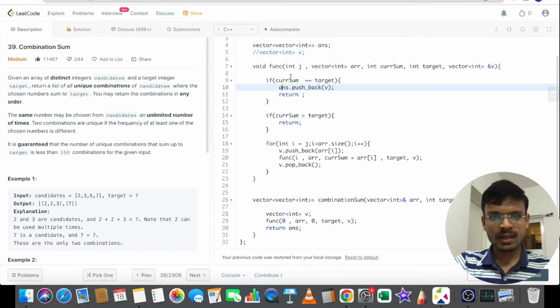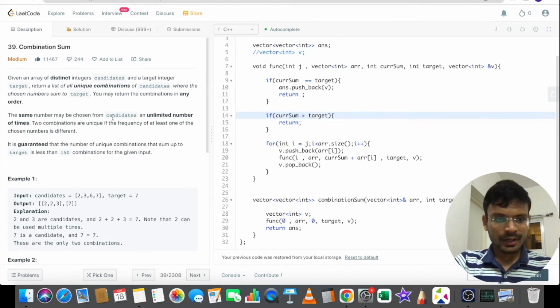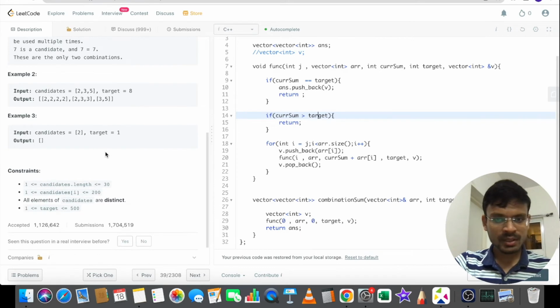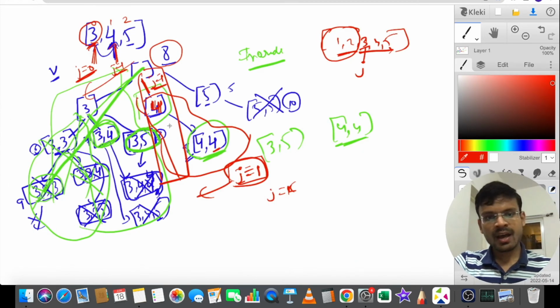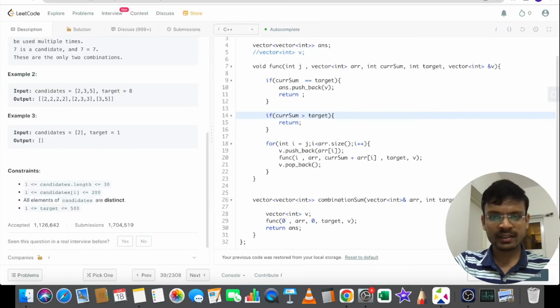In the subsets problem, I had solved it in a similar fashion, in which I was just appending the vector v into my answer vector. So if the current sum is equal to the target, I have to return from that particular moment. Also, one more thing I have to take care of is, if the current sum is greater than the target, I just need to return. I don't need to consider the further recursion calls, because if the current sum is greater than the target, then even if I append other integers to my current vector v, the sum would obviously be greater.